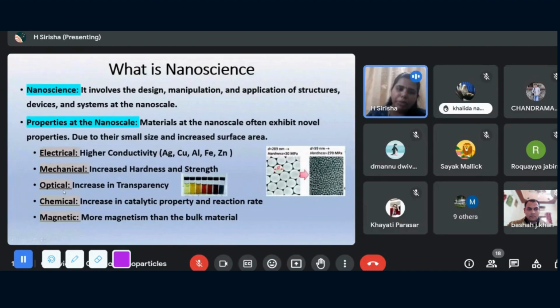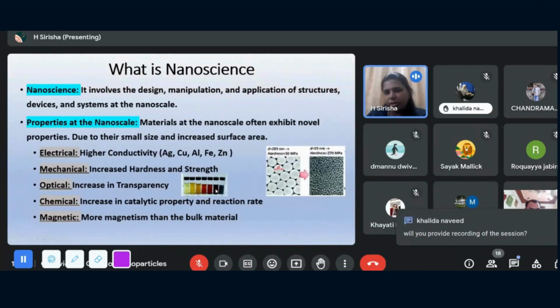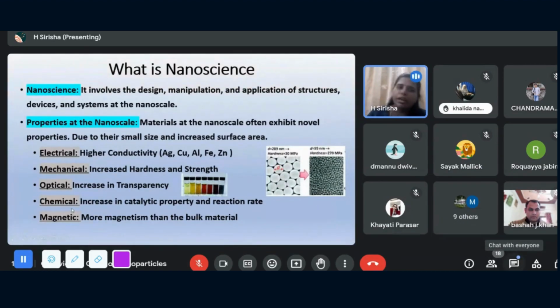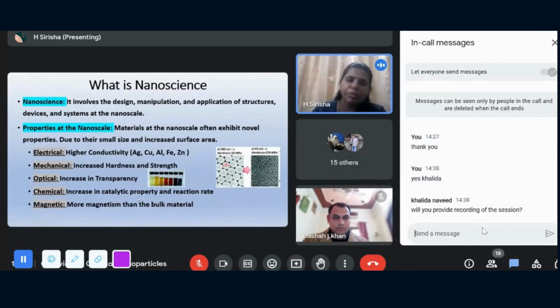Then the optical property is an increase in transparency. Now you can also see in this diagram how the transparency is increased going from bulk material to decreasing the diameter and pore size of the material. And then in chemical property, it has increased catalytic property and reaction rate. Magnetic property, it shows more magnetism when compared to the bulk material.